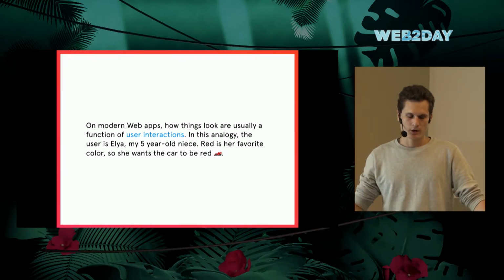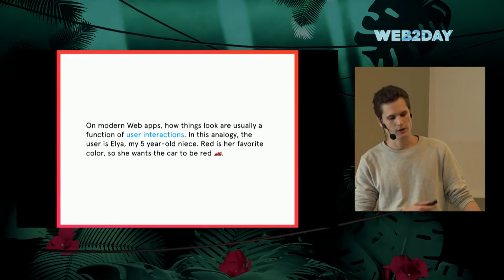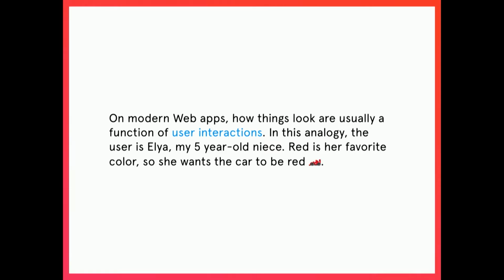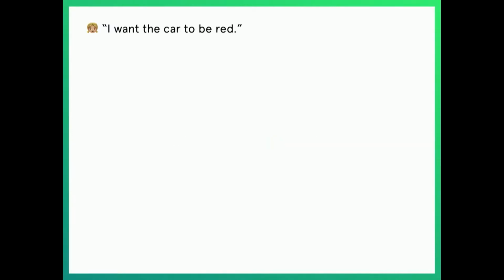Continuing with my analogy, the user, when I'm building the Legos, would be Elia, my 5-year-old niece. She told me that red was her favorite color, so she wants the car now to be red instead of blue. And this is where Redux would kick in. Redux is really strong at handling user input, processing it and making the user interface respond to it. So what I'm going to do is simulate a quick dialogue between my niece and me, and I will translate my answers to what Redux is actually doing behind the scenes.